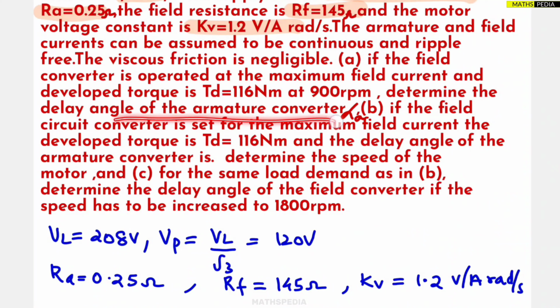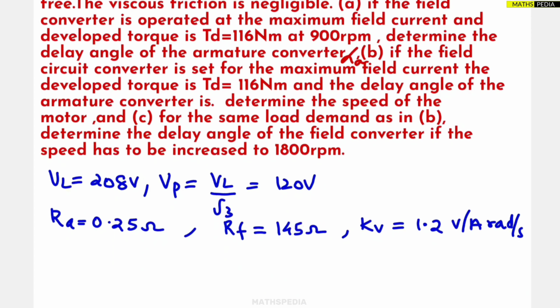Determine the delay angle of the armature converter alpha. See, there are two delay angles. One is for the field converter, another is for the armature converter. For the armature converter it is alpha A, for the field converter it is alpha F. In order to find out alpha A, TD is given at 900 RPM. Let us see. The A part of the question starts. We have to find out alpha A.